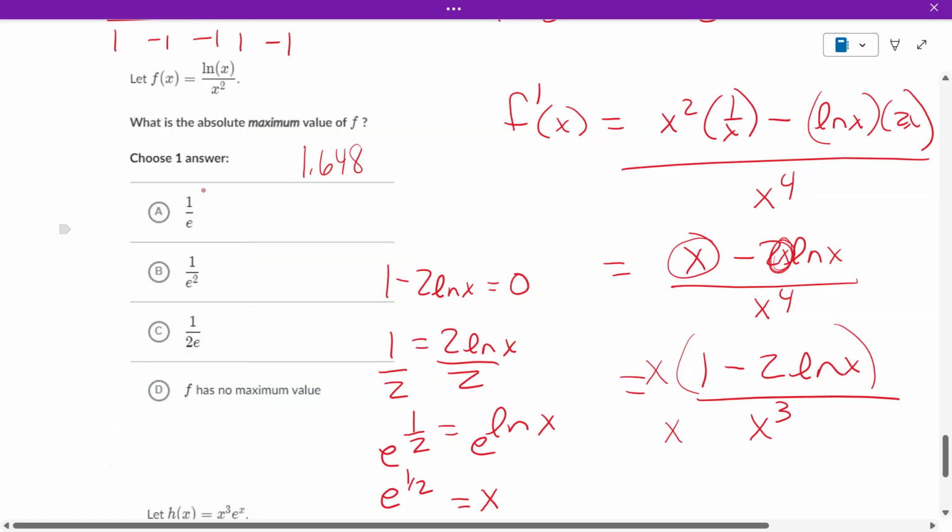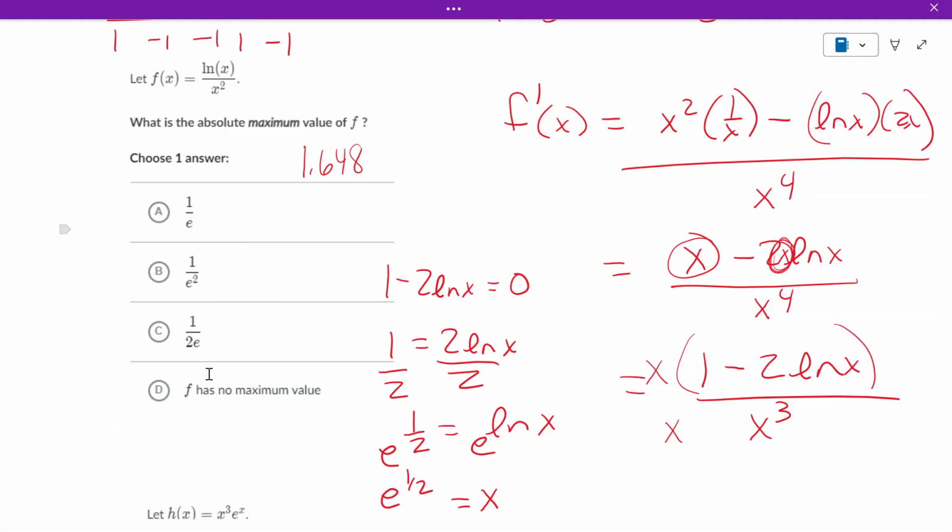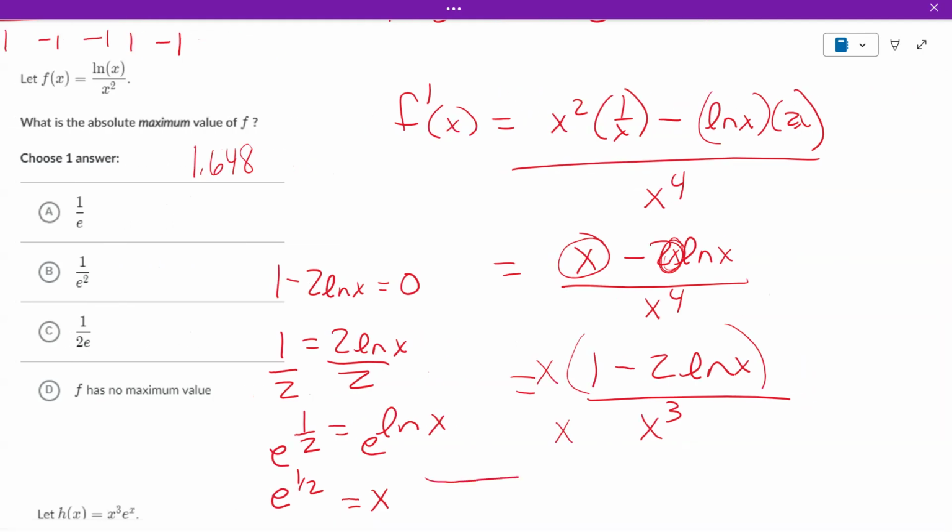So which one of these equals 1.648? I think that one probably. It's like 2 point something. 2.7, 1828. So now it wouldn't be that one. It's not any of these? Those are all going to be below 1. Why did that happen? Oh, what is the maximum value, not where it occurs. Okay.